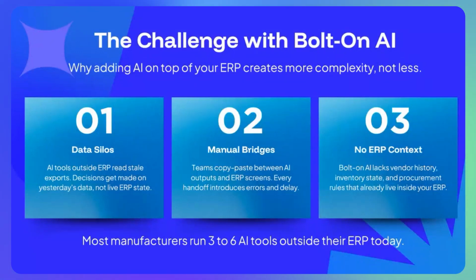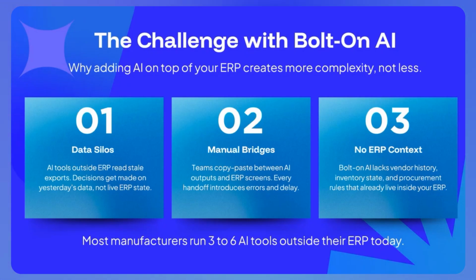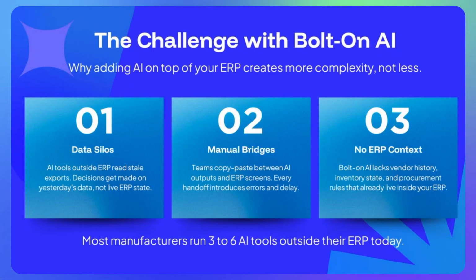So this is where time and effort are wasted and error probabilities are high. No ERP context. Vendor history is very sensitive data, and procurement rule condition mapping is essentially required when your procurement team is placing an order for a particular requirement.